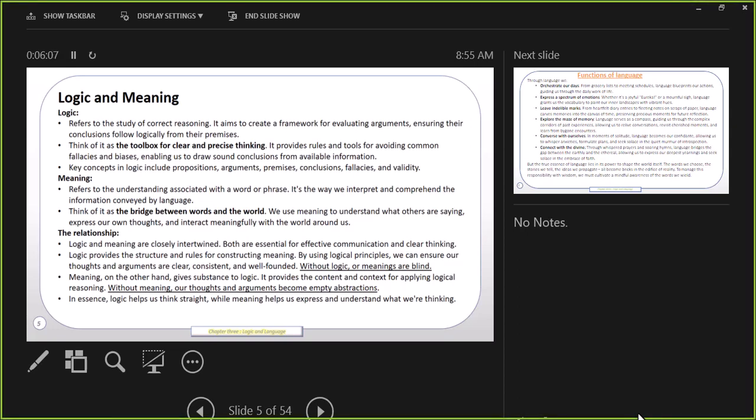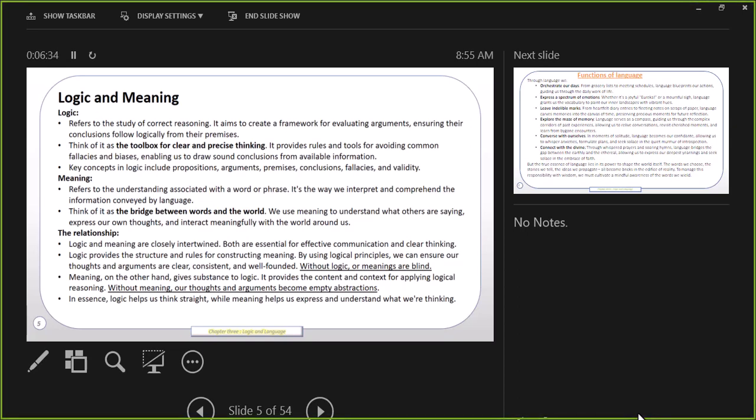That's the point. Logic and meaning are closely intertwined. Both are essential for effective communication. Without logic, meanings are blind. By using logical principles, we can ensure our thoughts and arguments are clear, consistent, and well-founded. Logic provides what? Principles, structure, forms, right? Whereas those particular principles or structures are empty without the language content, right?